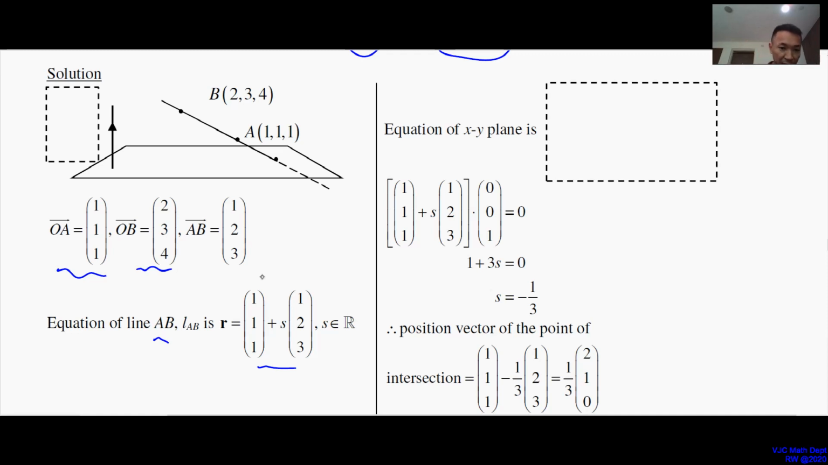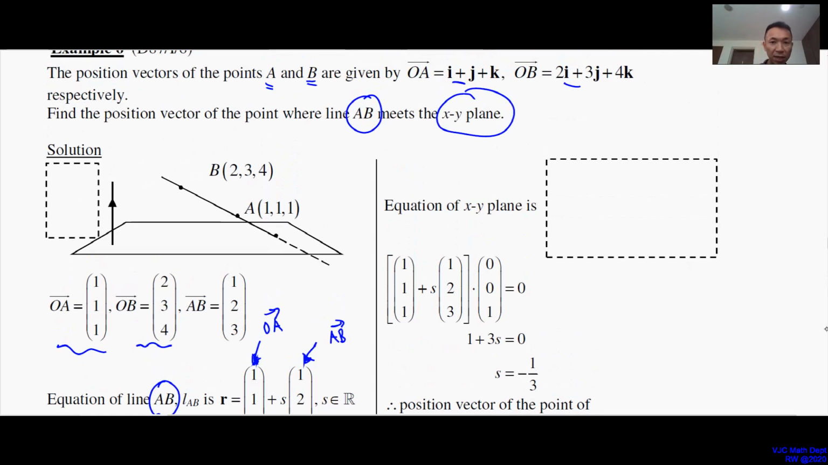Alright, this is a position vector of any point on the line. In this case, this is OA. You could have used OB as well, and it will be the same thing. And this is the vector parallel to the line AB. In this case, it is AB. So I don't want to go through how we get this one. Now, you're supposed to solve it simultaneously with the XY plane.